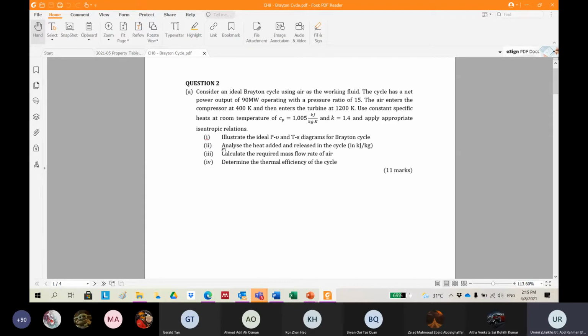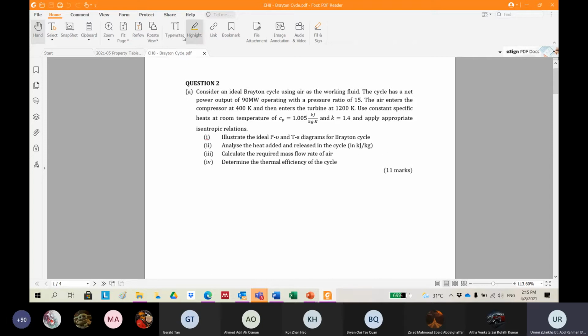Apart from that, you are required to analyze the heat added and released, Q in and Q out, and calculate the mass flow rate of air. Sometimes this is required, sometimes it is given. Then determine the thermal efficiency of the cycle. Normally I can combine these two questions: calculate the required mass flow rate and also the thermal efficiency. Or sometimes I ask you to find the heat added and released in kilojoule or kilowatt. Then this question will go first. You need to get the mass flow rate first, then you can get the heat added and released in kilowatt.